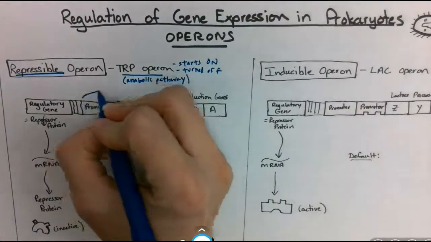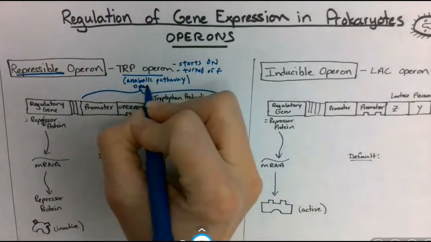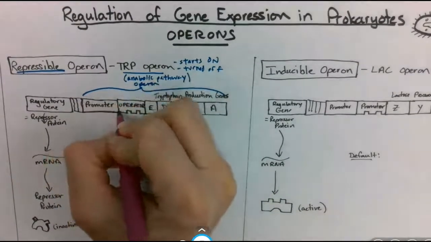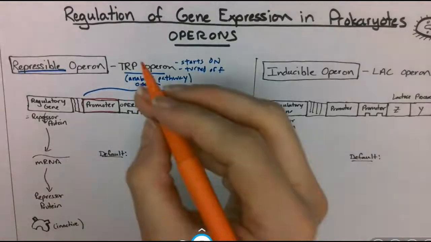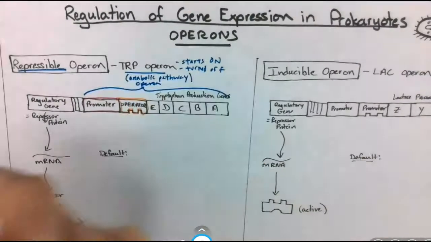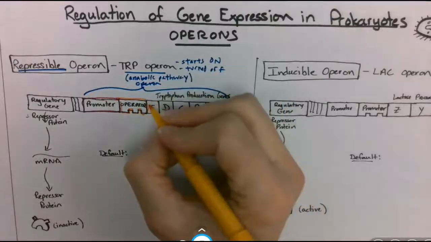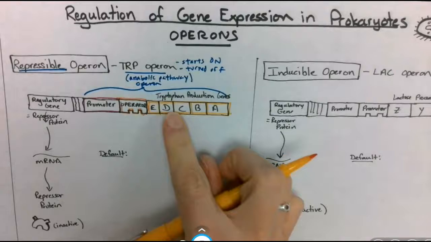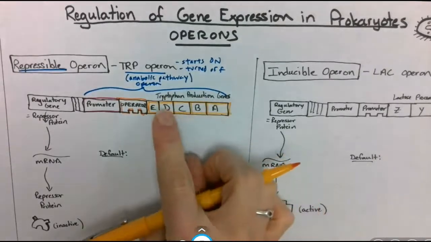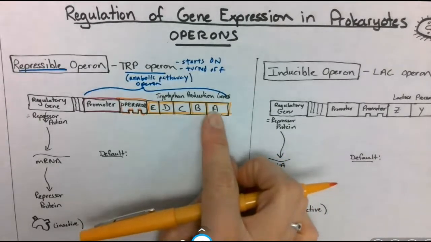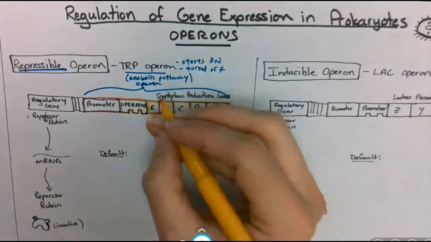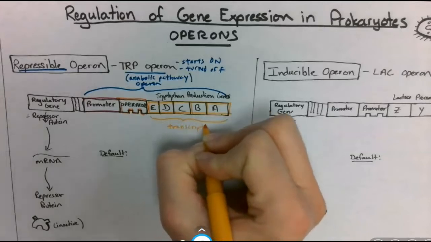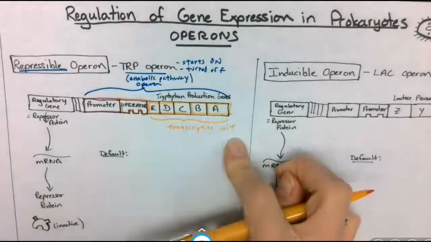This right here is the operon. The operon consists of the promoter region, which is where the RNA polymerase binds, the operator, which is where a repressor protein can bind, and all of these genes right here. Each of these letters represents a gene. E, D, C, B, A, these all represent genes, and these genes produce enzymes that help us make tryptophan. These genes together are known as a transcription unit. Because they're in a prokaryote, they're all transcribed at the same time.